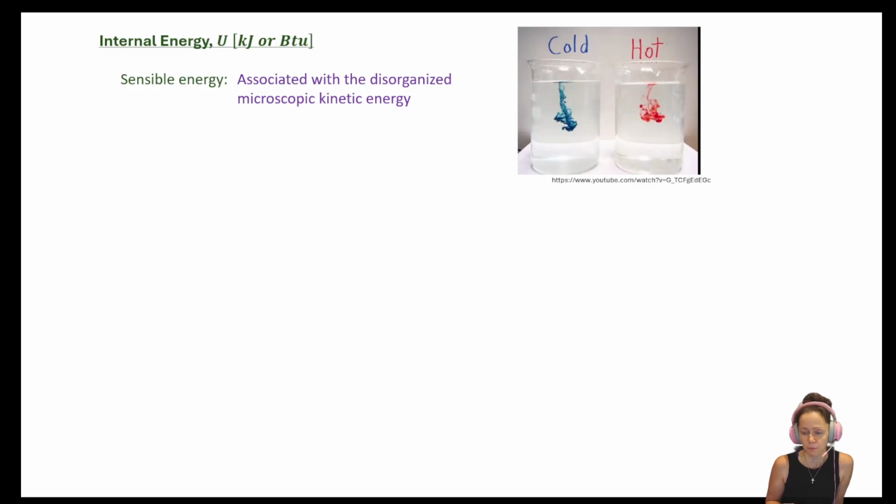So you could see this is a diffusion experiment. You could see the molecules are moving around a lot more quickly with hot water, right? In the hot liquid, those molecules have a higher microscopic kinetic energy than the cold water. And so, of course, you see that red dye is diffusing a lot more quickly than that blue dye.